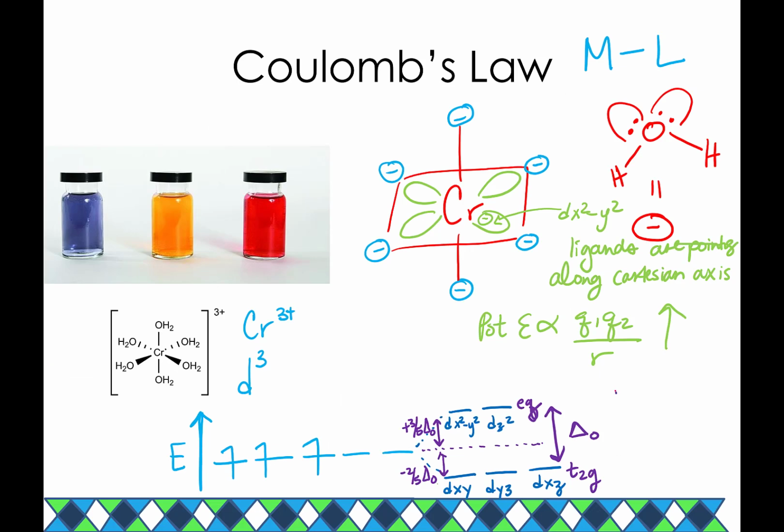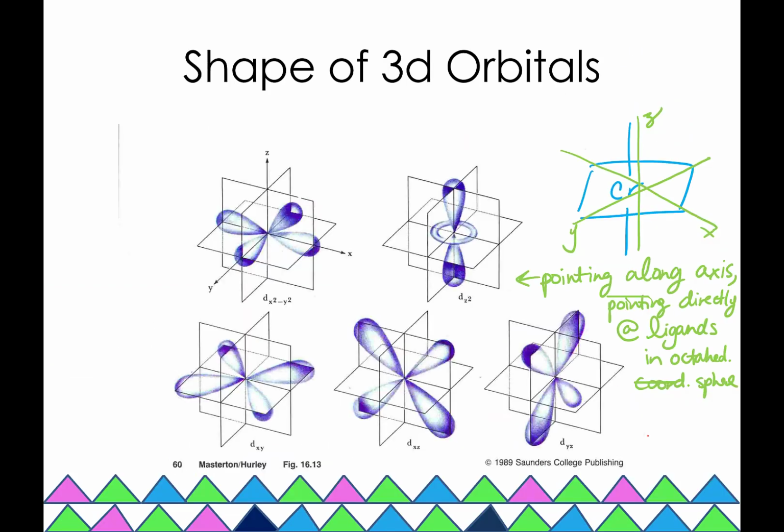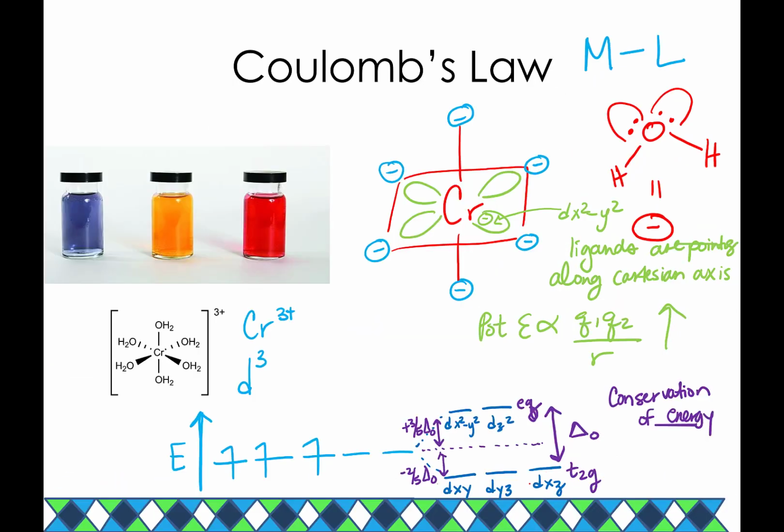So overall, we have conservation of energy. And you can prove this to yourself. We have 3 d orbitals that decrease in energy by 2/5 delta octahedral and 2 d orbitals that increase in energy by 3/5 delta octahedral. So if you were to add together all of the changes in energy, you overall would get a net 0 change in energy. We'd have this conservation of energy.